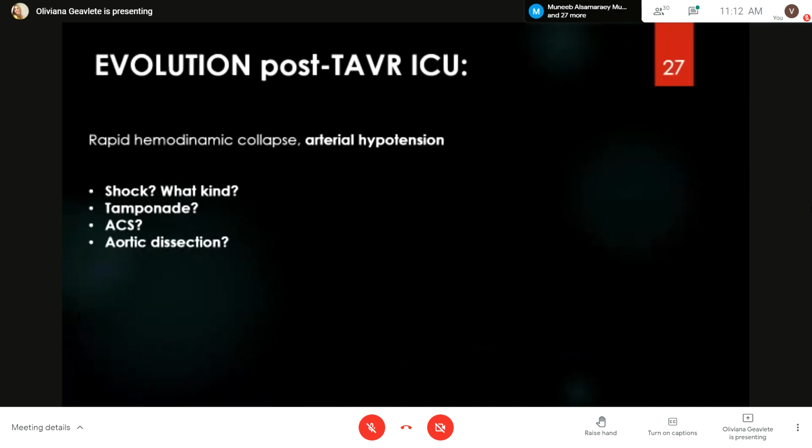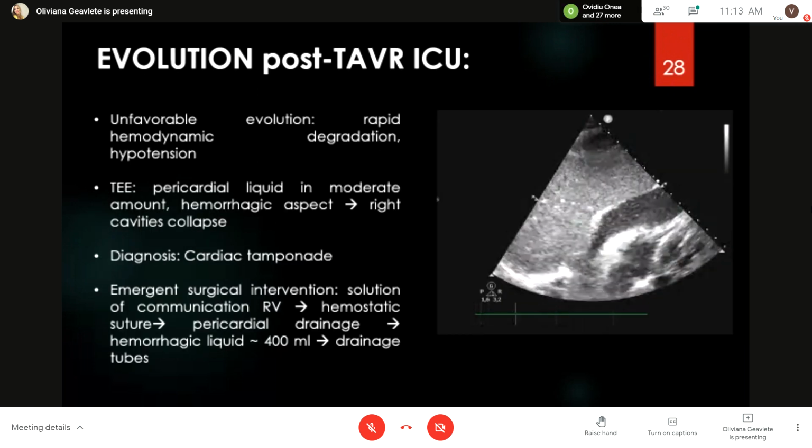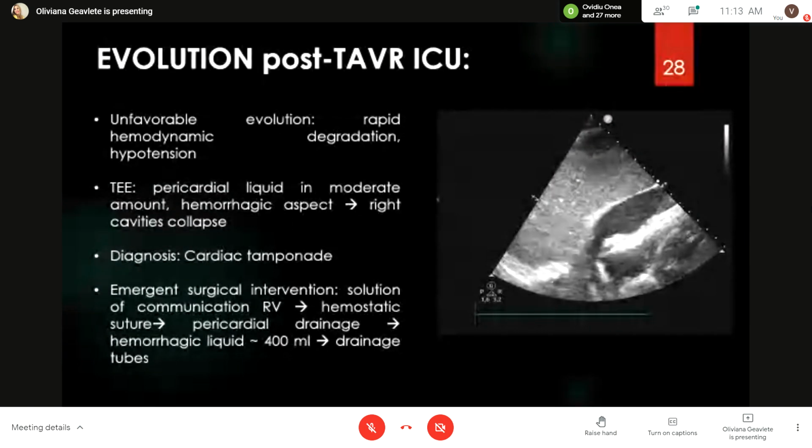So the evolution now, with rapid hemodynamic collapse, arterial hypotension, what could be the cause of this? Shock, what kind of shock? Tamponade, acute coronary syndrome, aortic dissection. These are complications that could happen after the TAVI procedure.